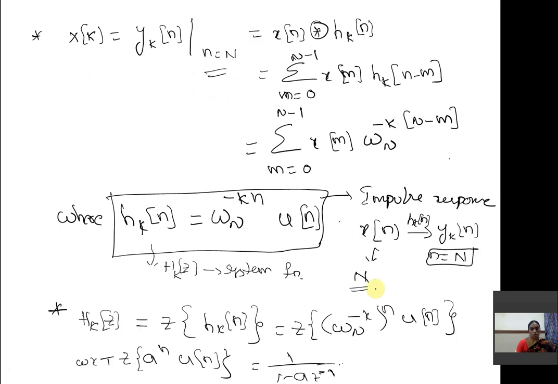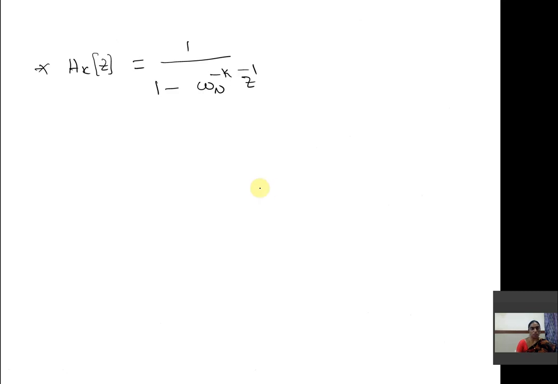Based on this formula, H_k(z) is equal to 1 by 1 minus a, here W_N to the power minus k, z inverse. See here, what is a here? W_N to the power minus k. Okay, so a to the power n, u of n. So now 1 by 1 minus a z inverse means 1 by 1 minus W_N to the power minus k z inverse.